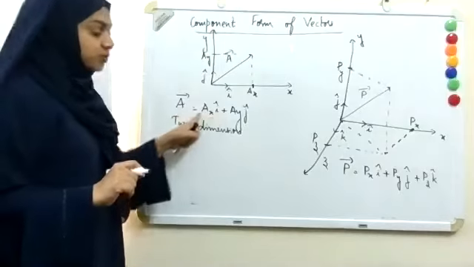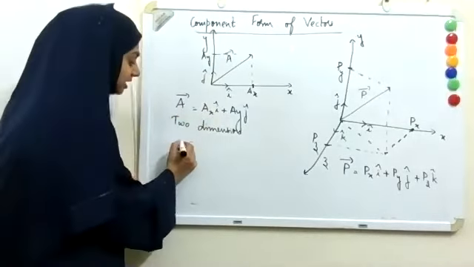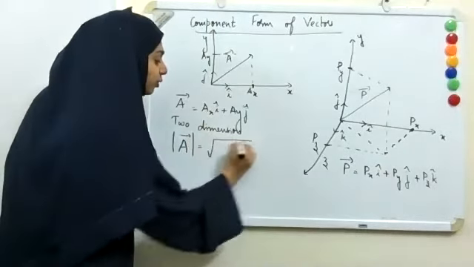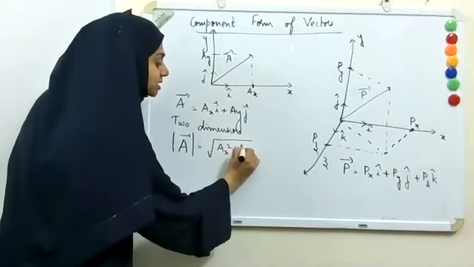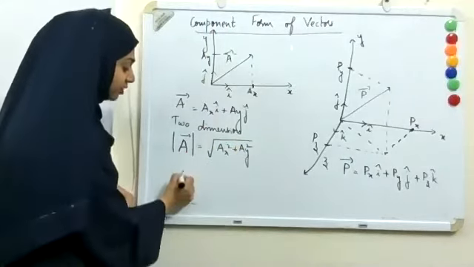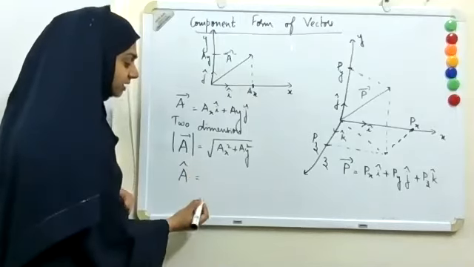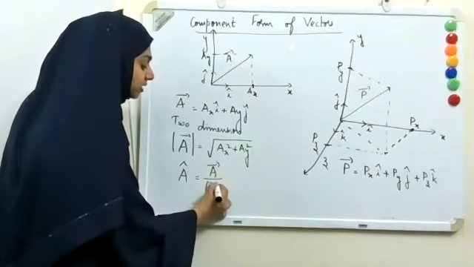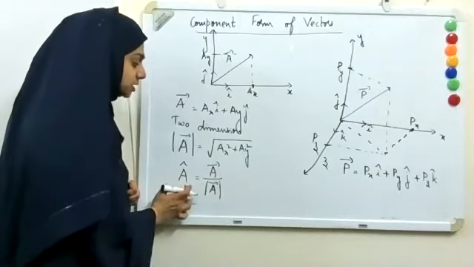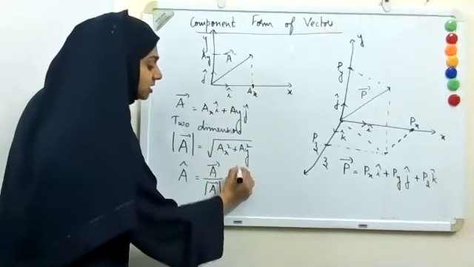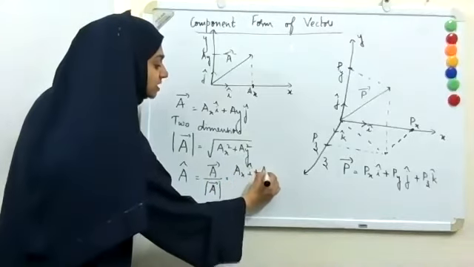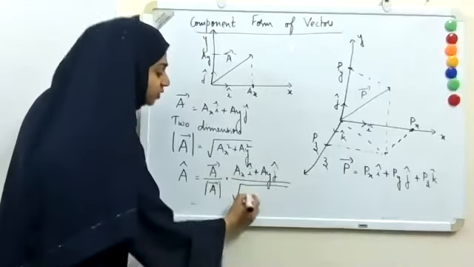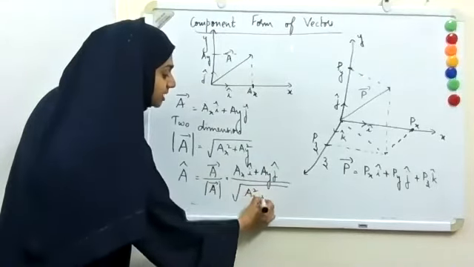Now, if I resolve this vector in 2 dimensions, I can get the magnitude of this vector as equal to root over ax square plus ay square. And if I want to write the unit vector in that direction, I can write it as vector A divided by its magnitude. So the unit vector along this direction is represented as vector A, which is ax i plus ay j, divided by root over ax square plus ay square.